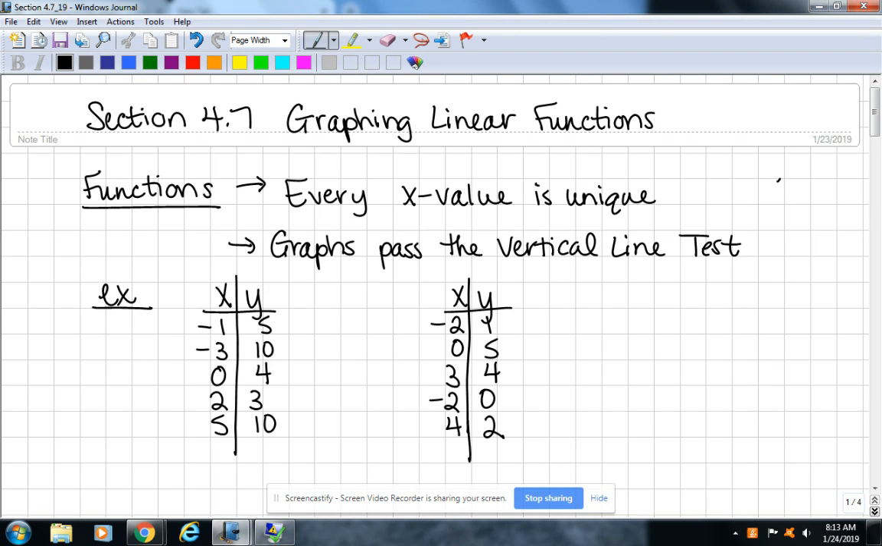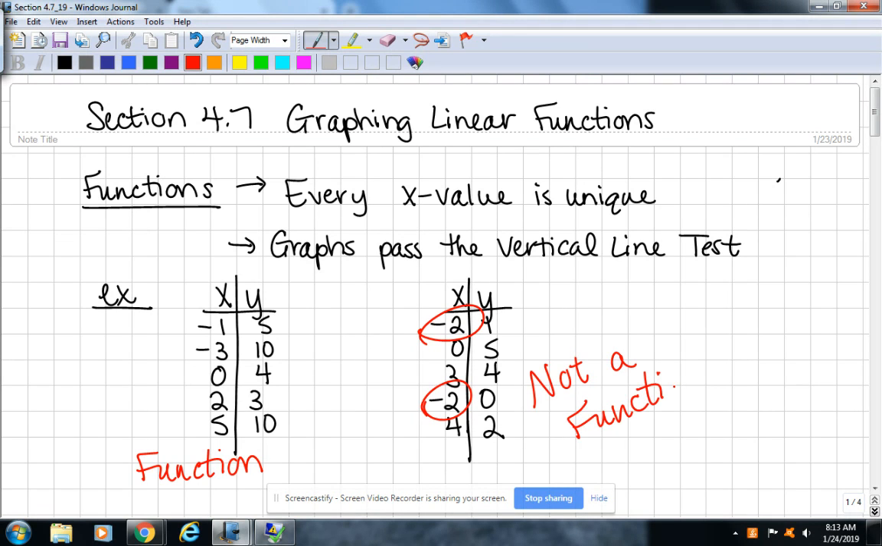All right, so this first example is a function because all of my x's are different. They're all unique. There's only one x for each term. So that one is a function. What about this next set of ordered pairs? It's not a function. Why is it not a function? Right, -2 and -2 is the same thing. So this one is not a function.